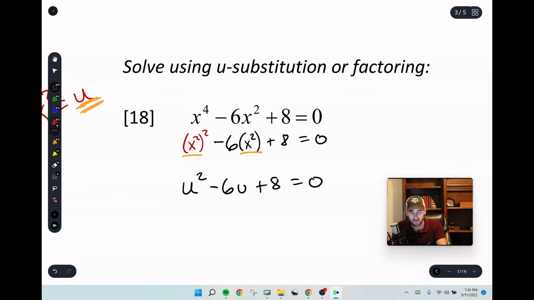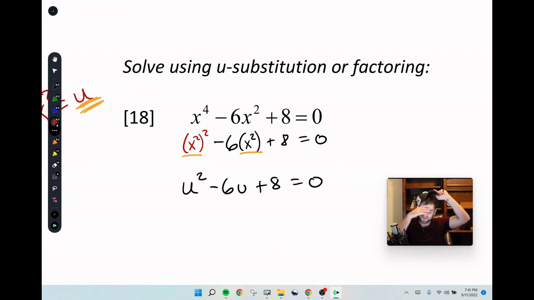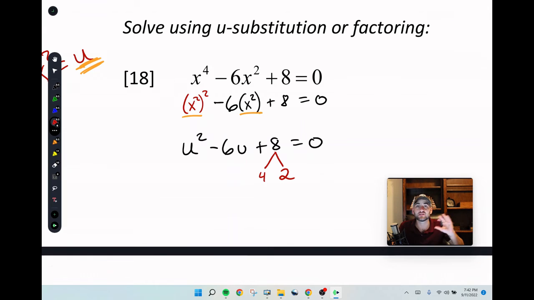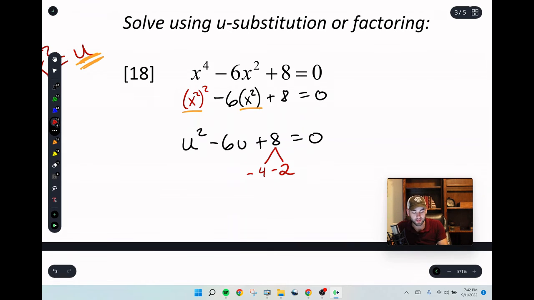Well, that looks factorable. And here's some review for factoring. So if you didn't like me skipping over the section that was factoring, here's a chance to practice it. Split that 8 up, probably a 4 and a 2. Now, what versions of 4 and 2 get me negative 6? Probably negative 4 and negative 2, because if I add negative 4 and negative 2, I get negative 6. So that breaks my factor down into u minus 4 and u minus 2 equals 0. And I'm done, right?